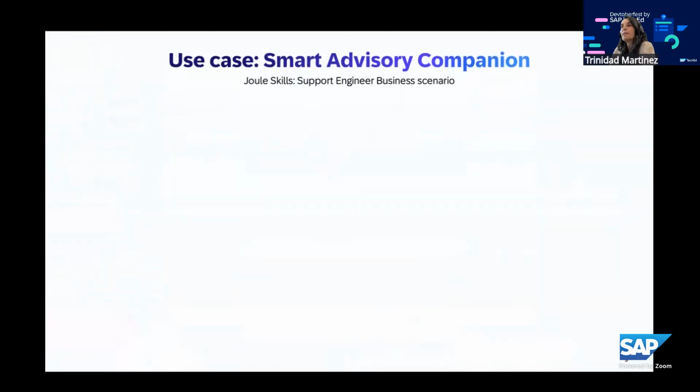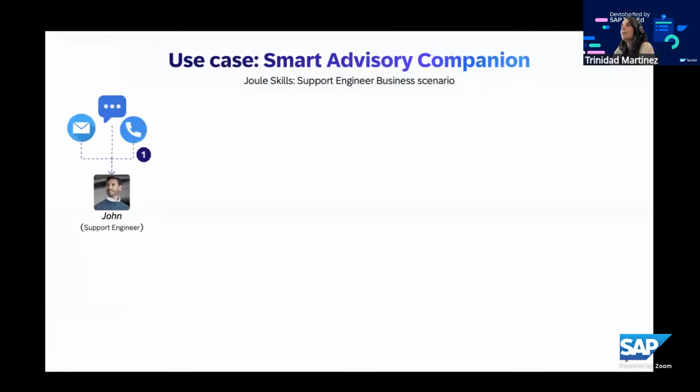In this use case, John is our main persona. He's a support engineer who receives support requests via email, chat, or telephone calls. He would like to have a set of custom skills that will facilitate his day-to-day tasks. Let's walk through the diagram to see how John typically handles them and explore how Joule can automate these tasks.